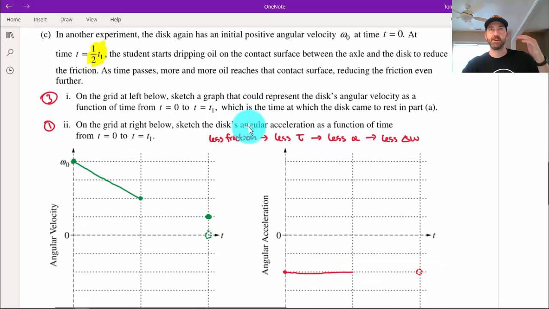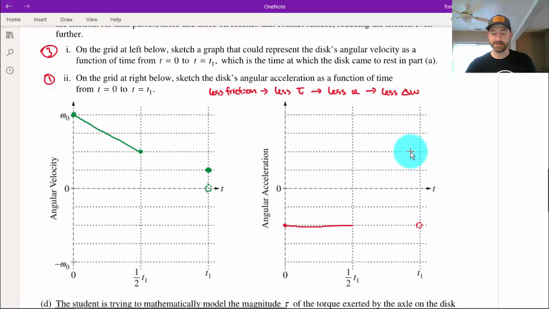So that means as time goes by, as you go from half T1 to T1, you keep getting less and less friction, which means you get even less torque, which means you get even less angular acceleration, which means you get even less change in omega. And the least change in omega you can have is no change in omega, which means constant speed, and that would be a flat line on the omega graph. So it seems that we should be going from whatever our slope was and transitioning closer to a flat line. So it should be curved.